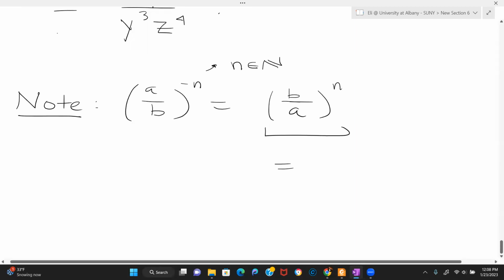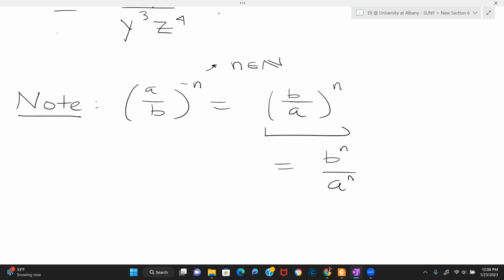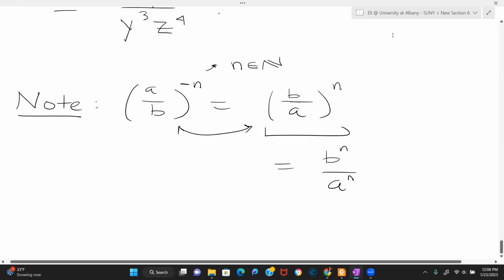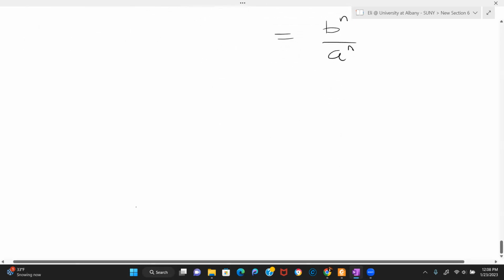And then of course we know how to deal with this. If you have a fraction to a power, you just raise the numerator and denominator to that power. So it's b to the nth over a to the nth. But the crucial part of the observation is this right here. When you have this negative here, it has the effect of flipping the numerator and the denominator. And you can prove that using the exponent laws. So if you don't care for that, just remember that. And we're going to use that in example 5.